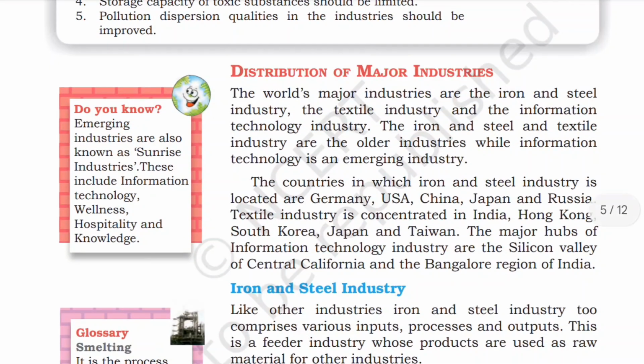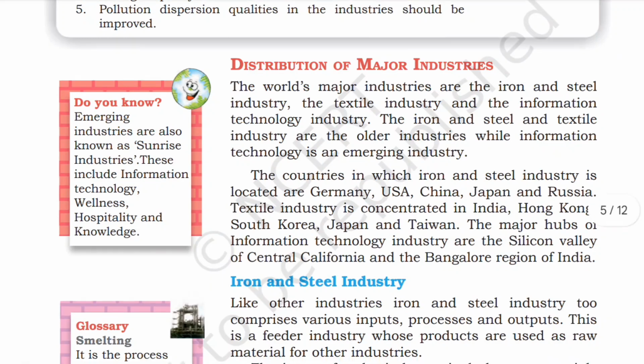Distribution of major industry. The world's major industries are the iron and steel industry, the textile industry and the information technology industry. The iron and steel and textile industries are older industries while information technology is an emerging industry. The countries in which the iron and steel industry is located are Germany, USA, China, Japan and Russia.